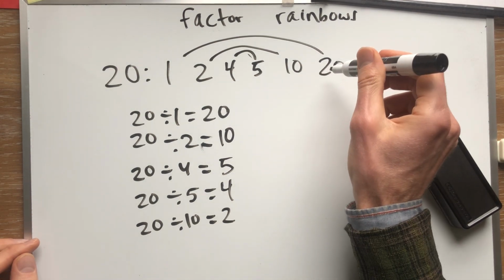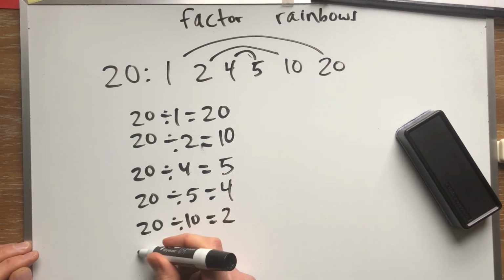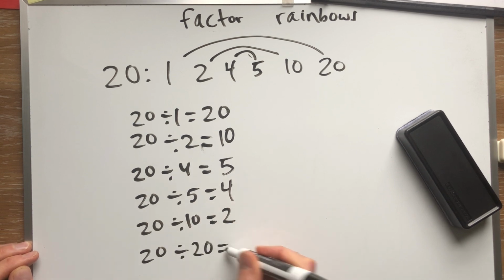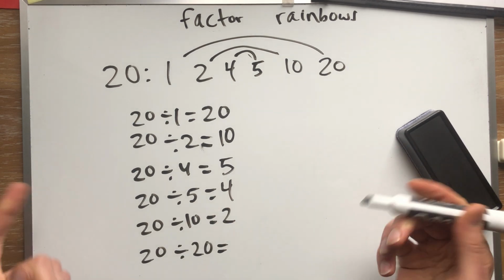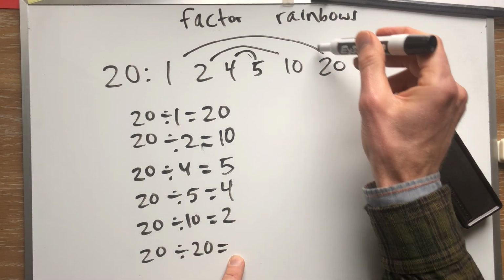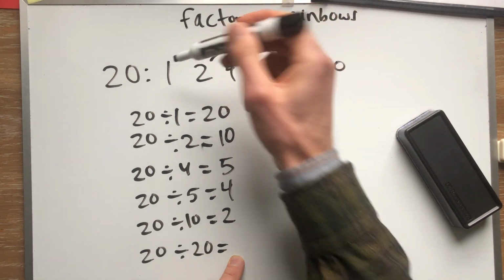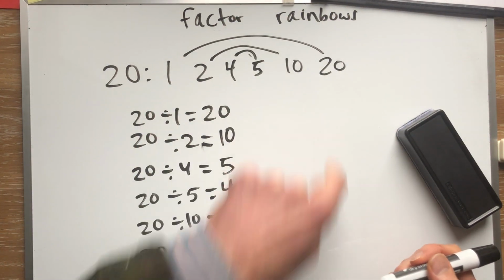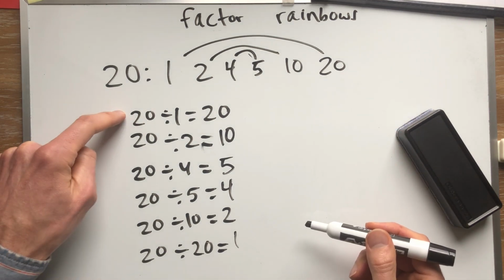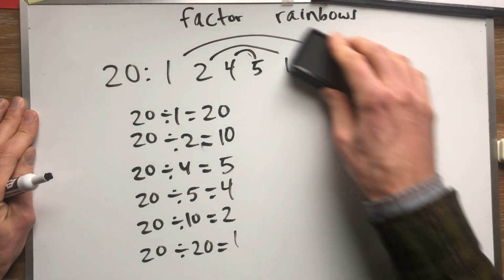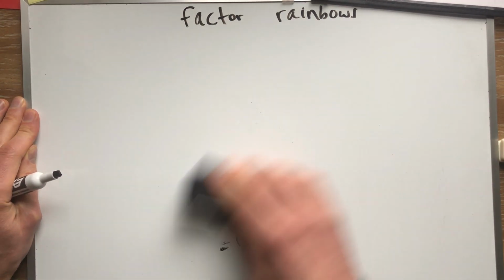And the last one, 20 divided by 20. This is if you have 20 dominoes. You put them in 20 piles. How many go in each pile? Well, 20 times what equals 20? 20 times 1. Follow the rainbow. 20 times 1. So we had 1, 2, 3, 4, 5, 6 factors, and we have 1, 2, 3, 4, 5, 6 division problems.